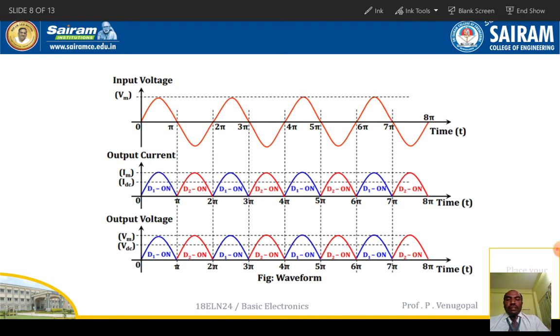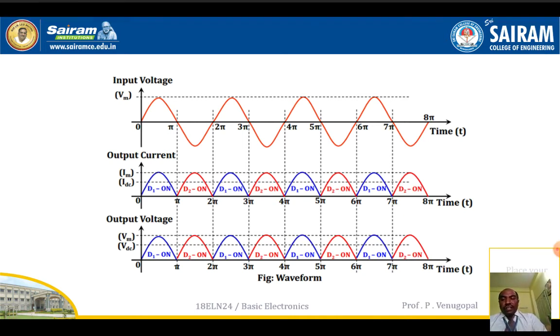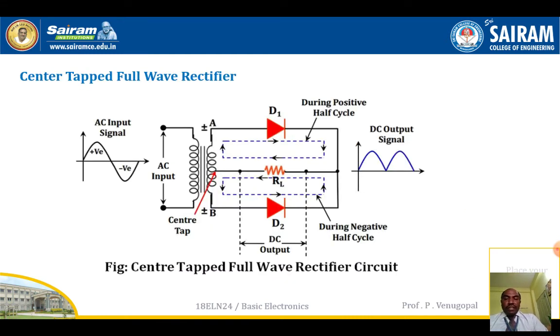See, in this diagram you are observing the waveforms during the positive half cycle. So during the positive half cycle, what happens? During the positive half cycle, terminal A is positive and terminal B is negative. Therefore, D1 is forward biased and D2 is reverse biased. Since D1 is forward biased, it becomes short circuited and the current flows through the load as shown in the figure.